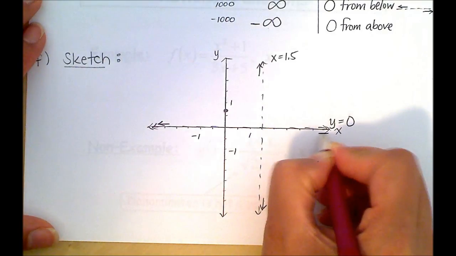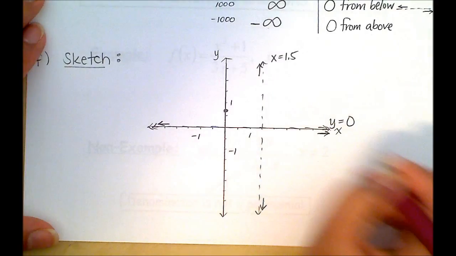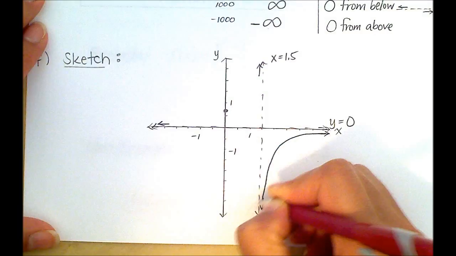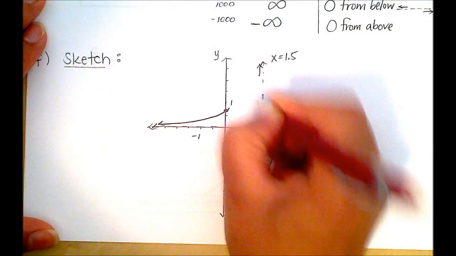And so if I join it, you'll see that they end up in the right quadrants based on where the asymptotes are. And so the function looks like that. And there is f of x.